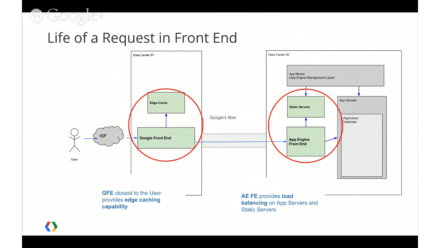Now, this is completely different than the Google front end, as it's responsible for distributing the request to the appropriate services. In this case, the App Engine front end would either distribute it to a static server, which handles things like CSS files, static HTML files, or images. The other possibility is that it's a request for dynamic information. And this is where Google App Engine front end would request the information from an app server.